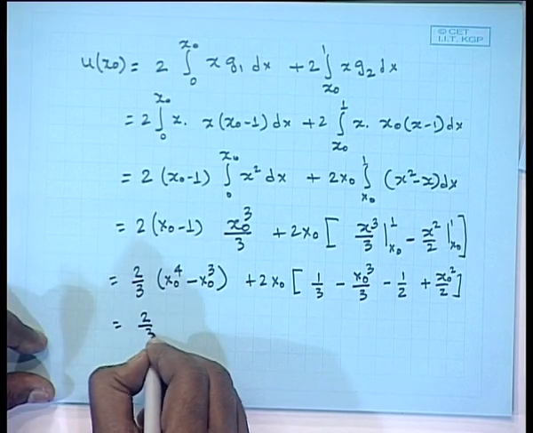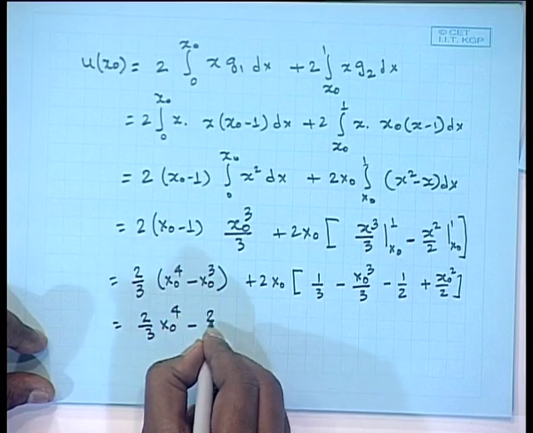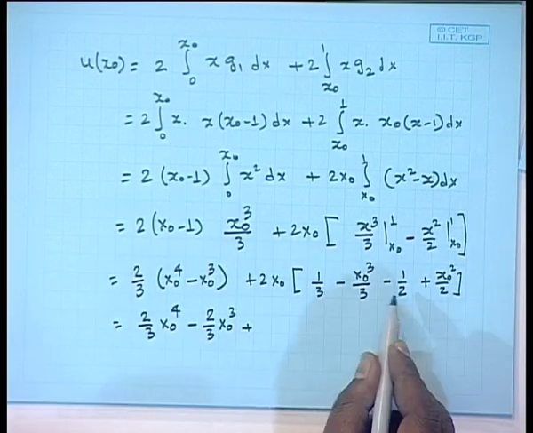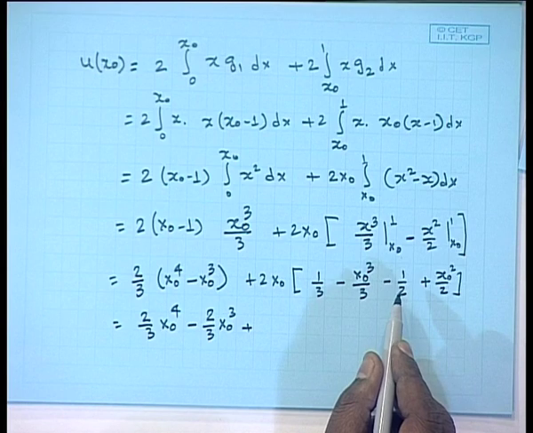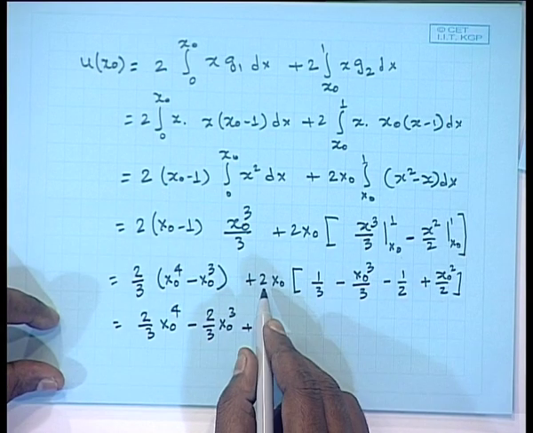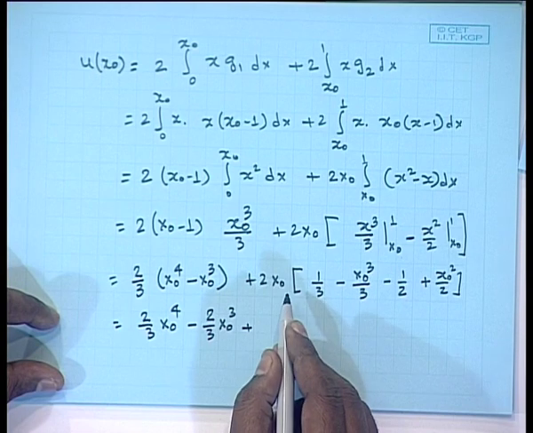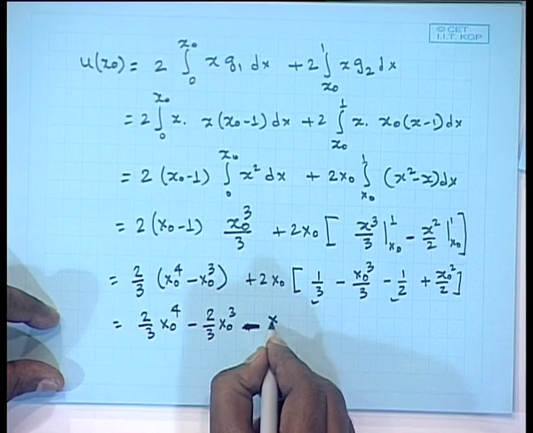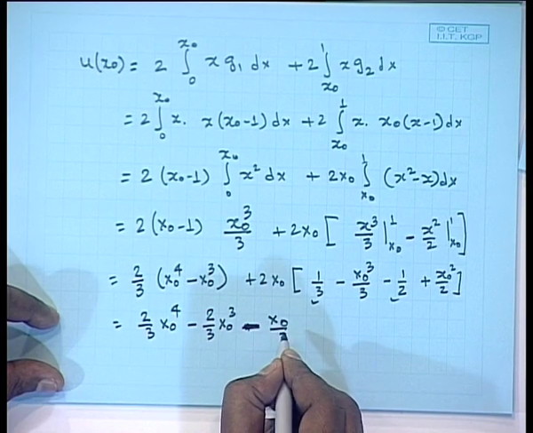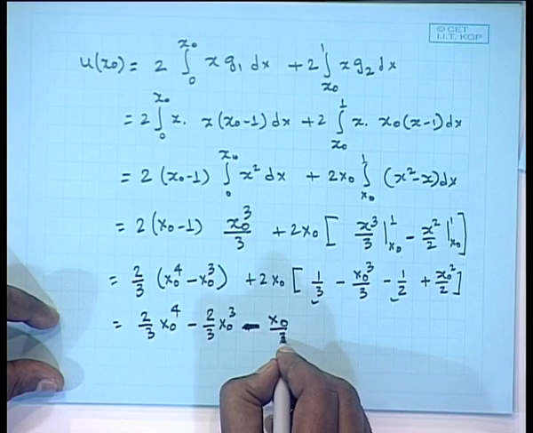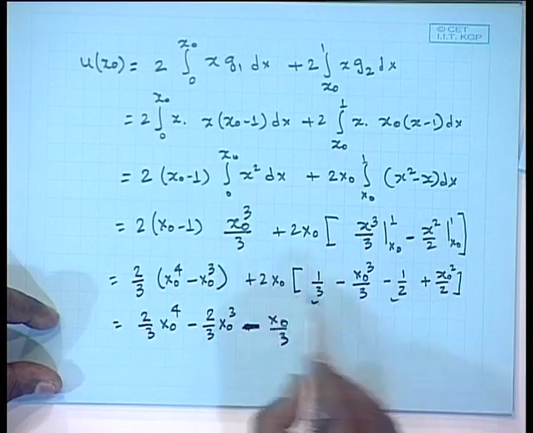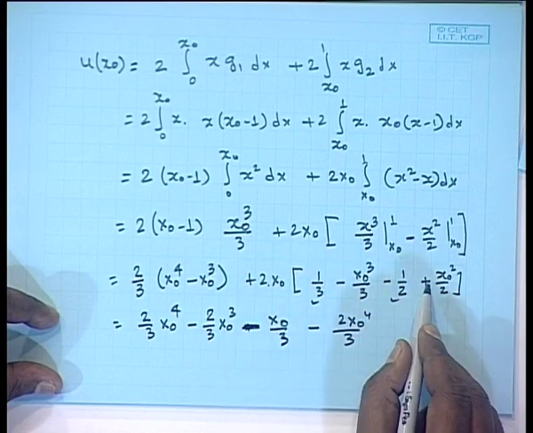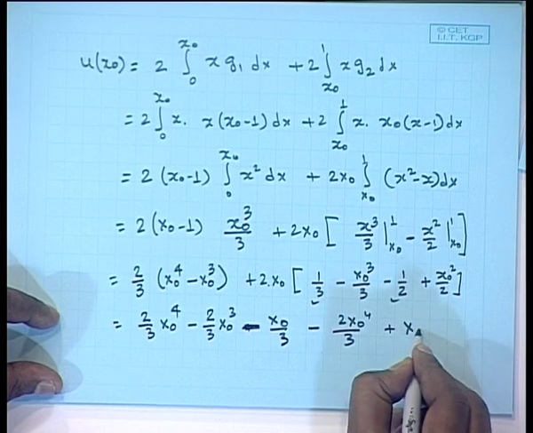We will be getting 2 by 3 x naught to the power 4 minus 2 by 3 x naught cube plus 1 by 3 minus 1 by 2 is minus 1 by 6, right, 1 by 6 into 2. So, it will be minus x naught by 3, correct. So, these two constant terms will be minus x naught by 3, right. Acha, minus 2 x naught 4 by 3 plus x naught cube.